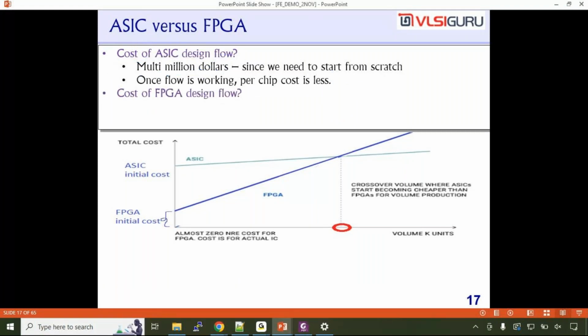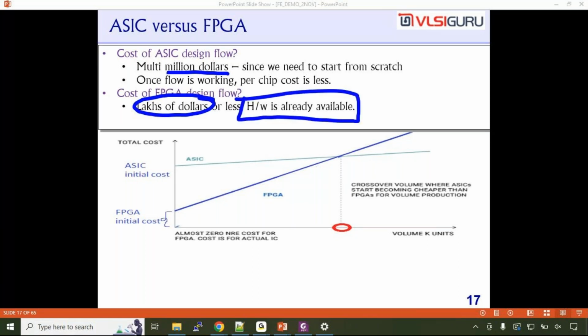What is the cost of the FPGA flow? Lakhs of dollars or maybe less. You don't need to start with $1 billion. You can start with only a small amount. Why? Because hardware is already there for you. You don't have to develop the hardware. Then you may ask, why this cost also? You need to have some engineers, right? I need some people who will develop the code, who will implement the design and all that. That is that cost. Then you may ask, where is this cost going? It is going for purchasing of software. A lot of other things will be there. A lot of money goes there.